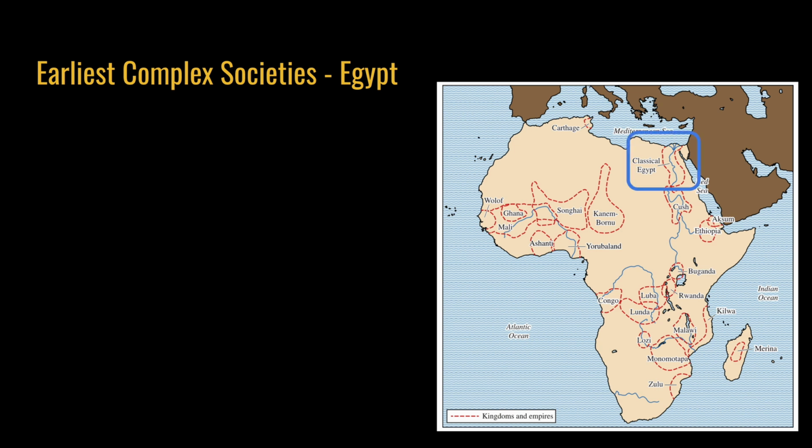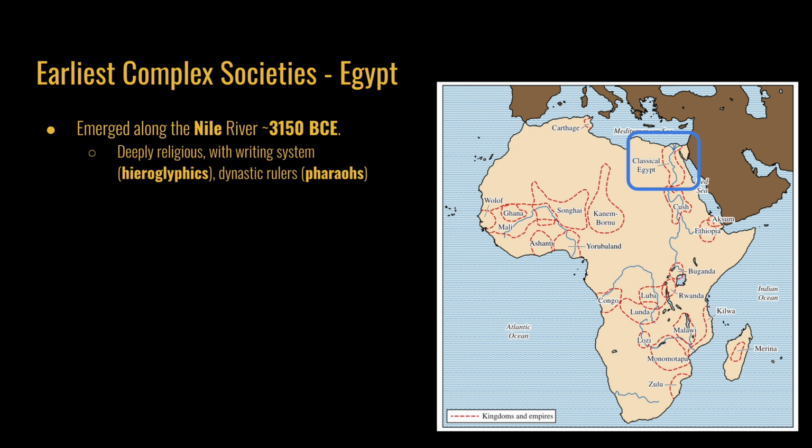The first civilization that we're looking at is Egypt. It emerged along the Nile River around 3150 BCE, about 5,170 years ago. What made this a complex society was its deep and complex religious system, a writing system called hieroglyphics, and a governing system in which dynastic rulers or pharaohs held control.